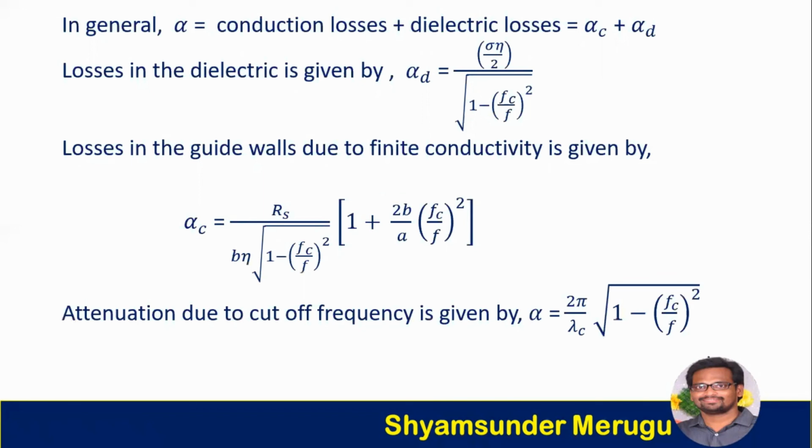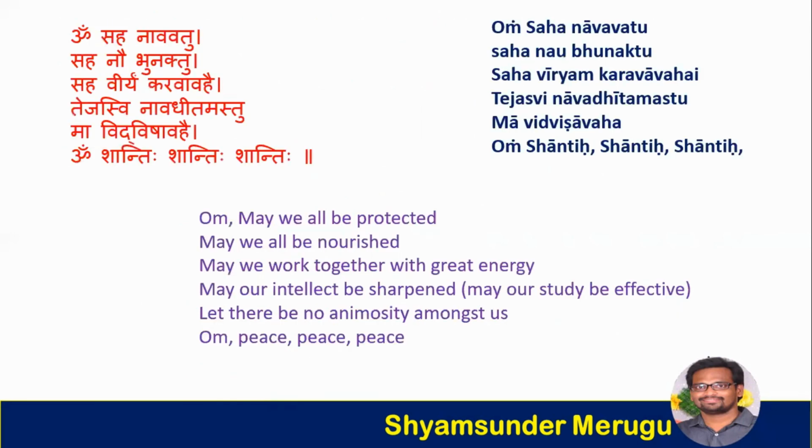Attenuation due to cutoff frequency is given by alpha, which is equivalent to 2 pi over lambda C multiplied with square root of 1 minus Fc over F whole square. And this also can be written as alpha equals 2 pi over lambda multiplied with square root of Fc over F whole square minus 1. Hope you understood the power transmission in the waveguides and the power losses in the waveguides.